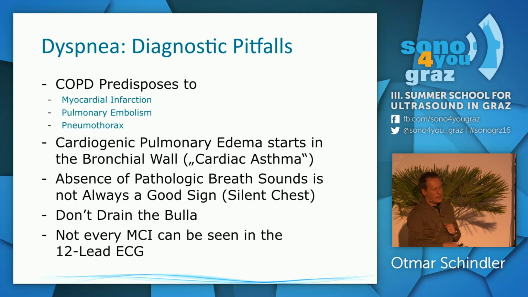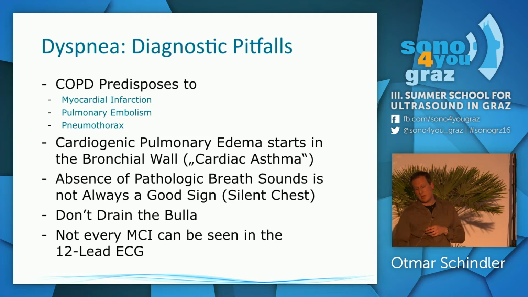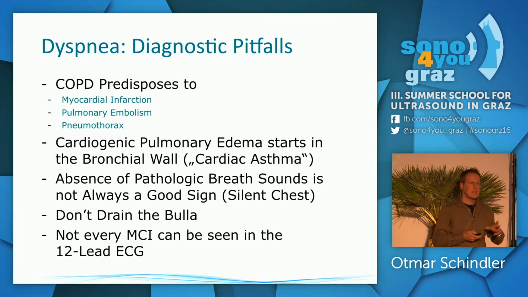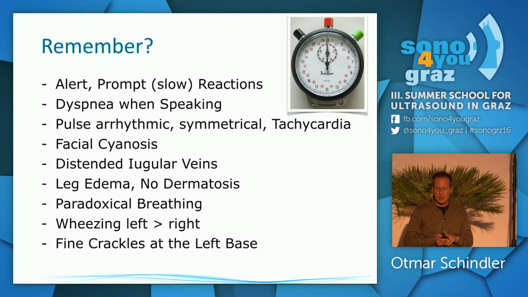If you say, hey, it's hyperresonance, it's unilateral, that's a pneumothorax, I will drain it, don't drain the bulla. And with the ultrasound, sometimes you can differentiate pneumothorax from a bulla, but it's quite difficult. And as you already know, myocardial infarction is difficult to detect. So that's the problem with the dyspneic patient. We know what causes dyspnea in patients. We know how to assess it, but still, sometimes we are not so good in our differential diagnosis.